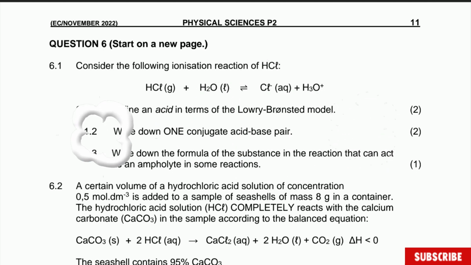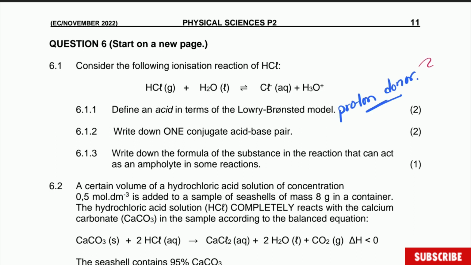This question says, consider the following ionization reaction of HCl. And then you can see that hydrochloric acid is ionizing in water to form ions of chloride and hydronium. Question 6.1.1, define an acid in terms of the Lowry-Brønsted model. And guys, if you say that an acid is a proton donor, you will get the 2 marks. It's quite simple. It's a substance that donates protons.